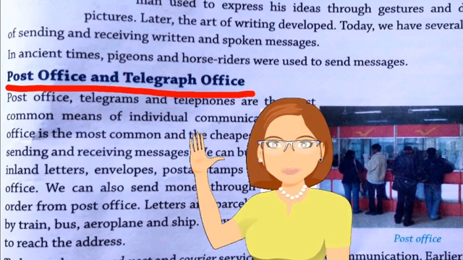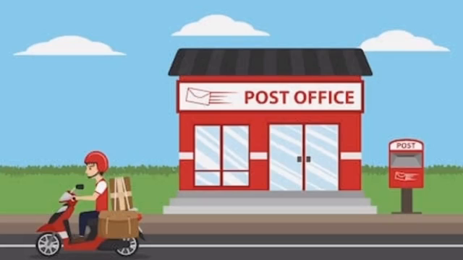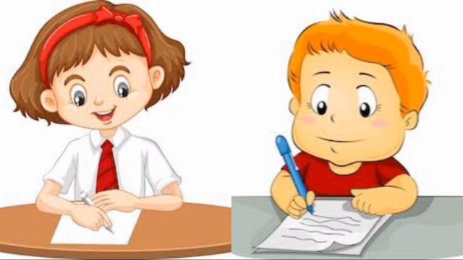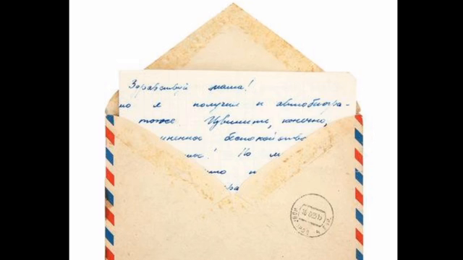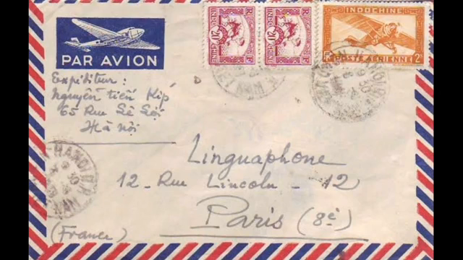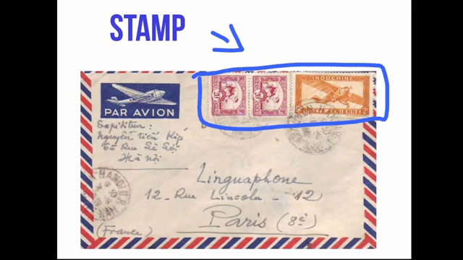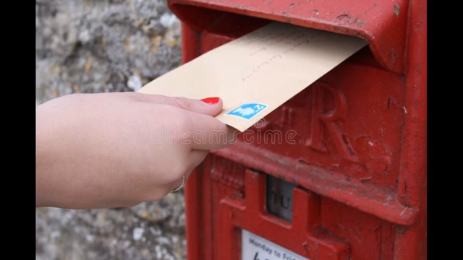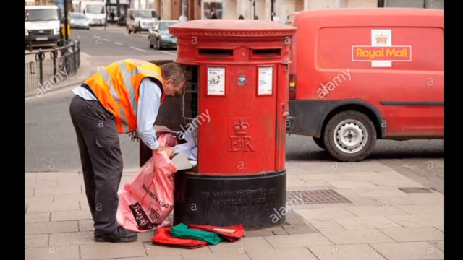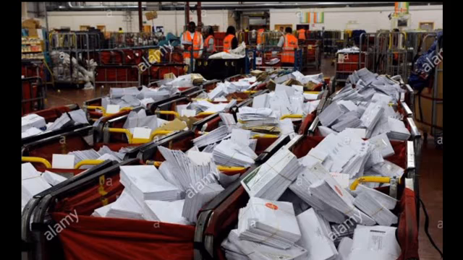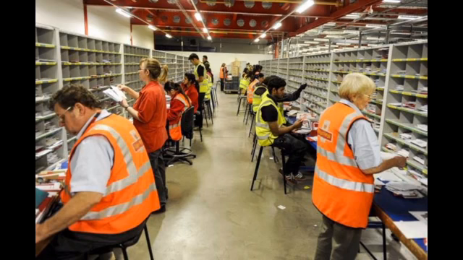Post office and telegraph office. We send letters to other people by post. We write the letter, then we put it inside an envelope and write the address of a recipient on the envelope. Then we paste the stamp on it. After it's done, we drop the sealed envelope in the letter box. The postman collects the letters from the letter box and takes them to the post office. Then the letters are sorted out to be sent to different places.